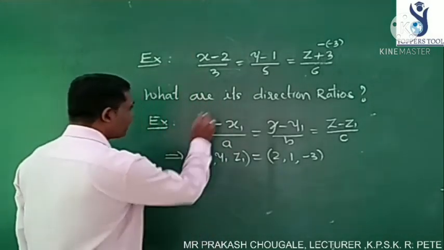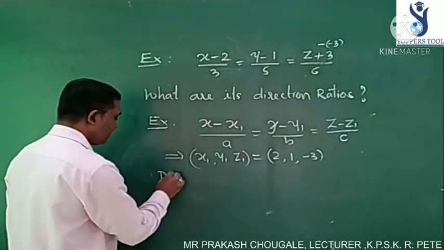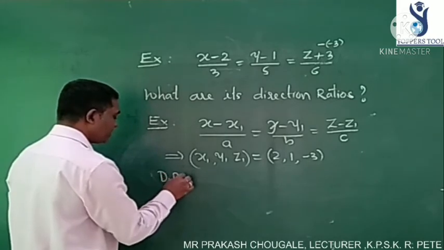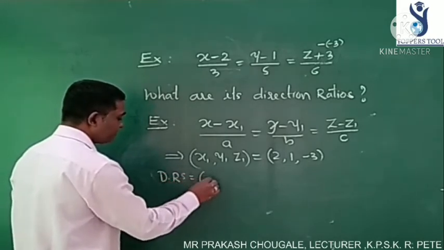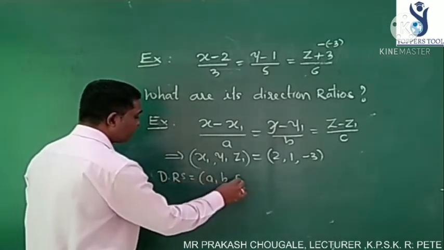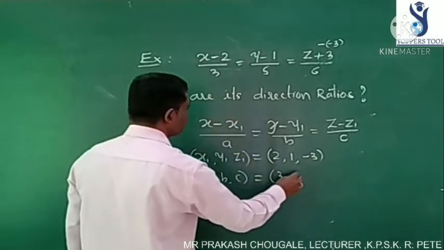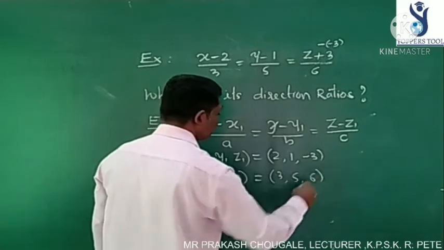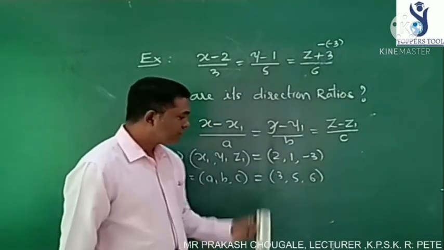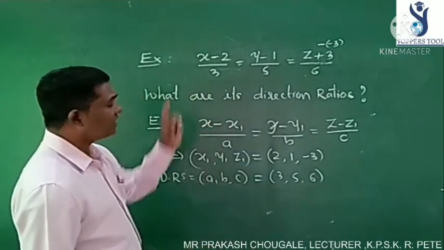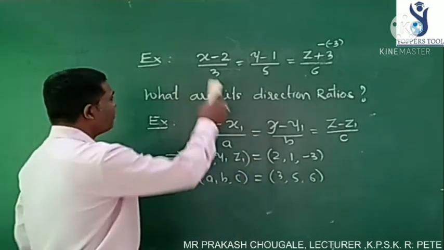And what are the direction ratios? You can write DRs in short. So the direction ratios are the denominators: 3, 5, 6. So these are the direction ratios. So let me tell you one more example.